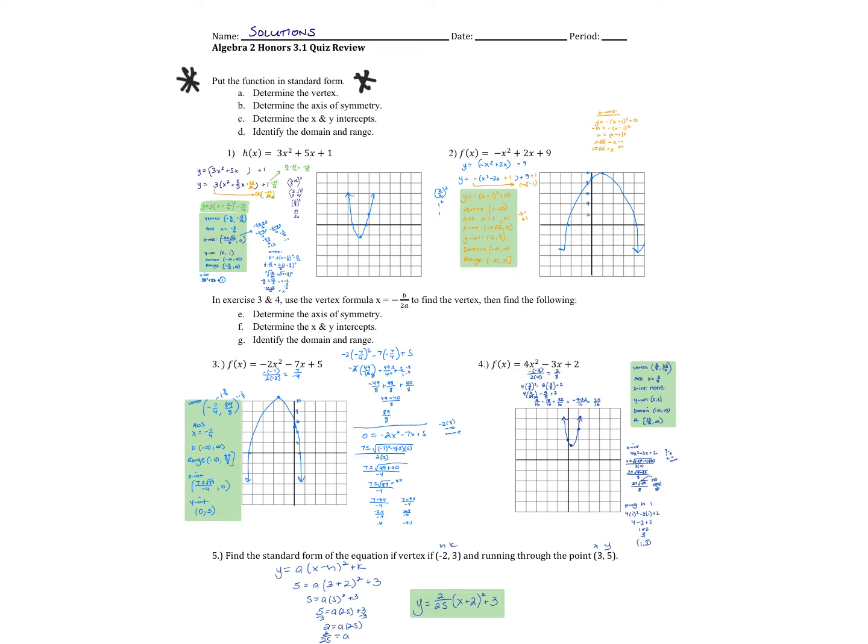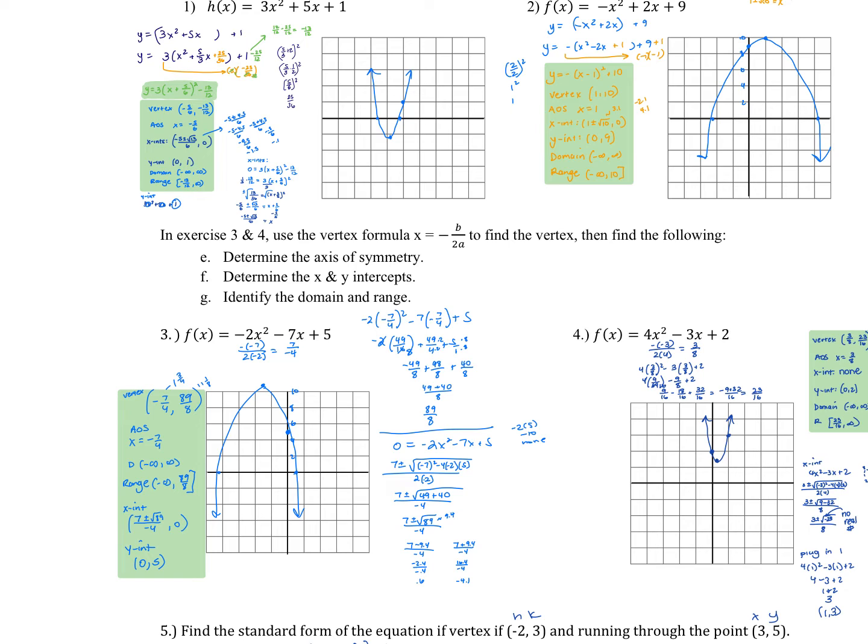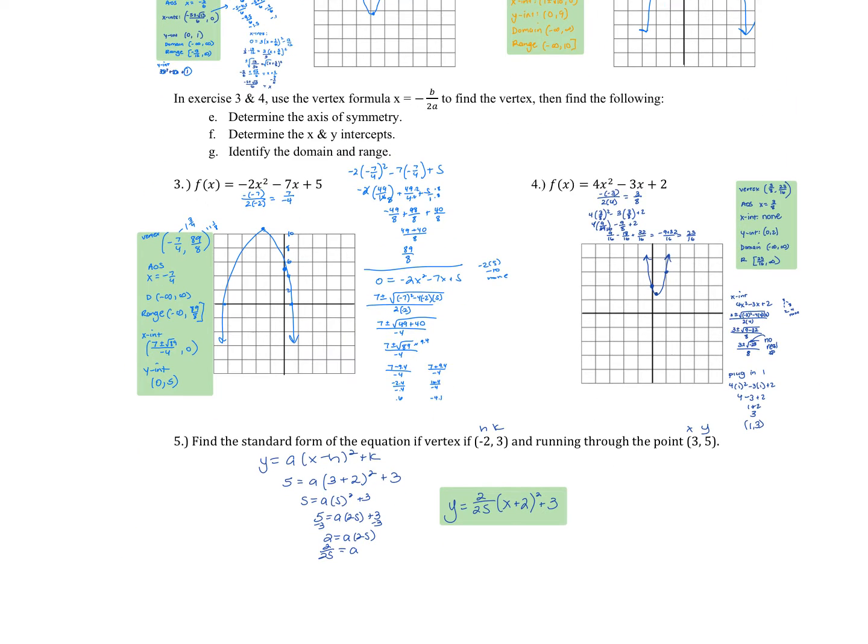Then your third question is going to be like numbers 3 and 4, but you're only going to get one of those. And here you need to use the negative b over 2a in order to find the axis of symmetry, find the vertex, find the x and y intercepts, find the domain and range, and then graph it. And then the last question, number 4, is just like number 5 on your review.